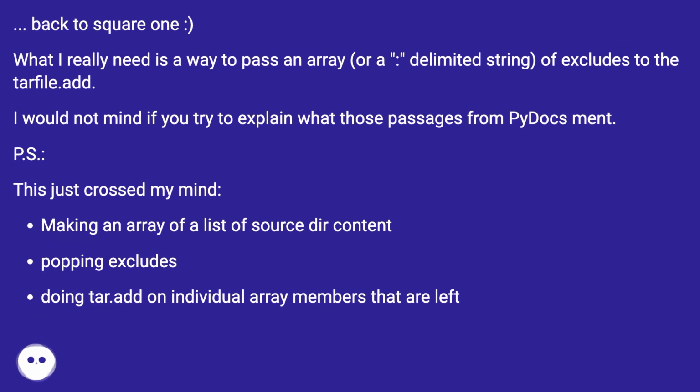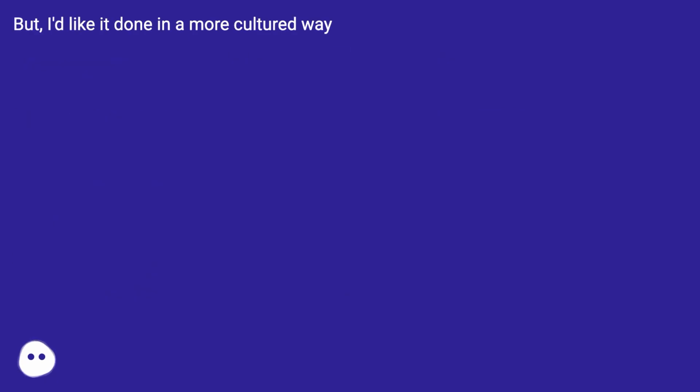P.S. This just crossed my mind. Making an array of a list of source dir content. Popping excludes. Doing tar.add on individual array members that are left. But I'd like it done in a more cultured way.